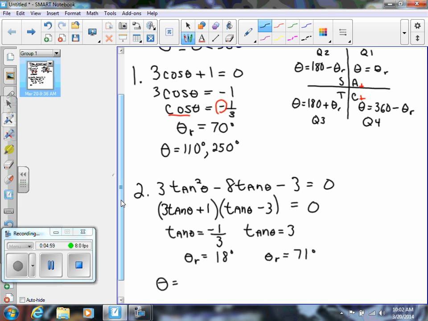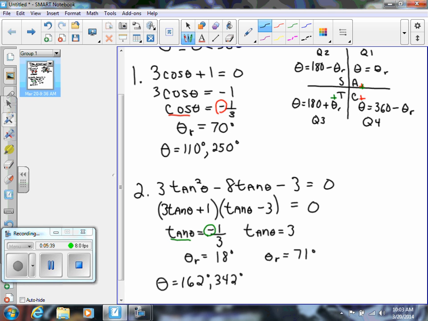So the first one, I go back and I make sure that I take into consideration the ratio was negative, and it's a tan question. Now if I look at tangent, it's positive in quadrant 3 and quadrant 1. So therefore, it would be negative in quadrant 2 and quadrant 4. So I'm going to use the formulas in those two quadrants. 180 degrees subtract 18 would be 162. And in quadrant 4, 360 degrees subtract 18 would be 342 degrees.